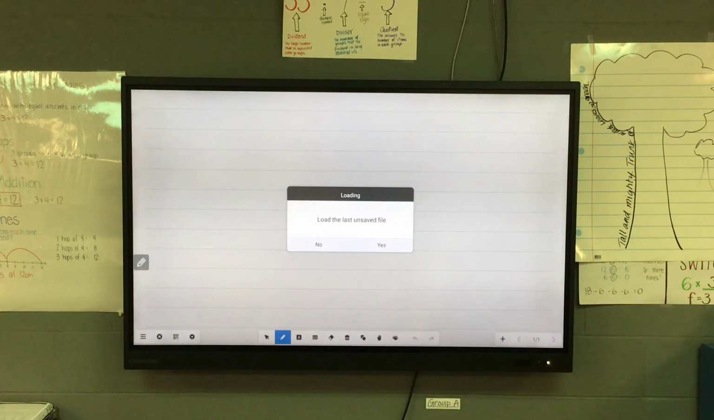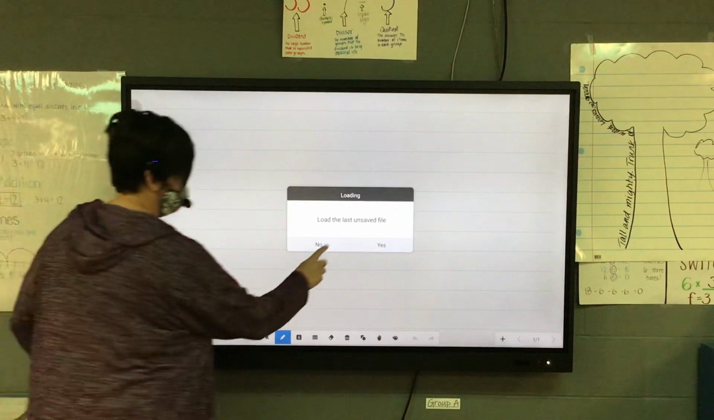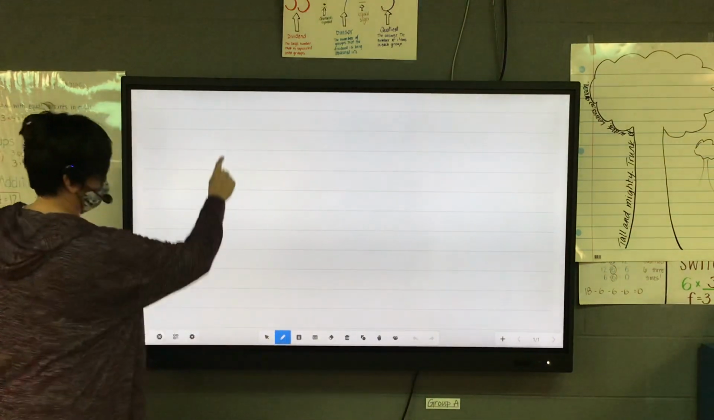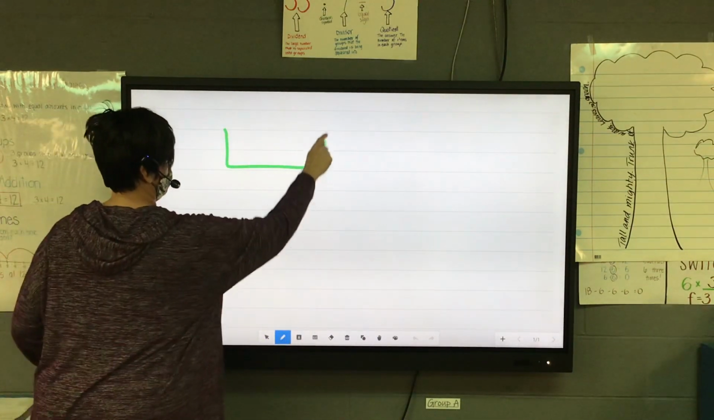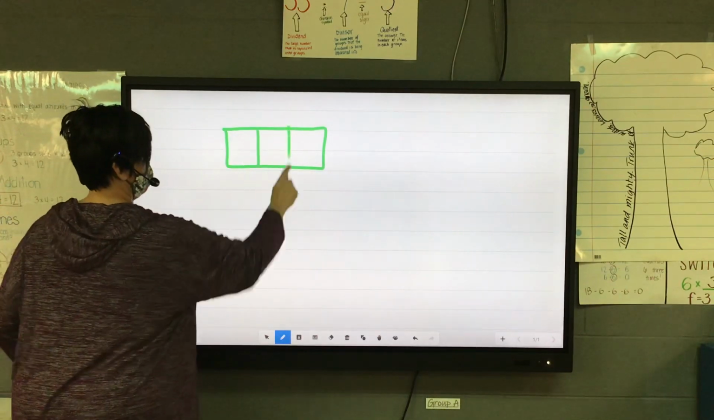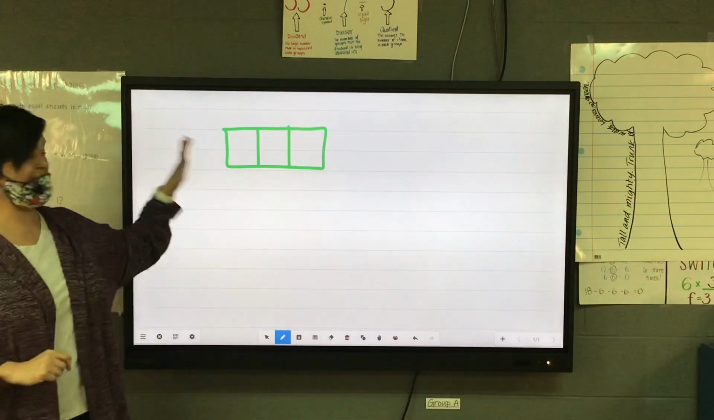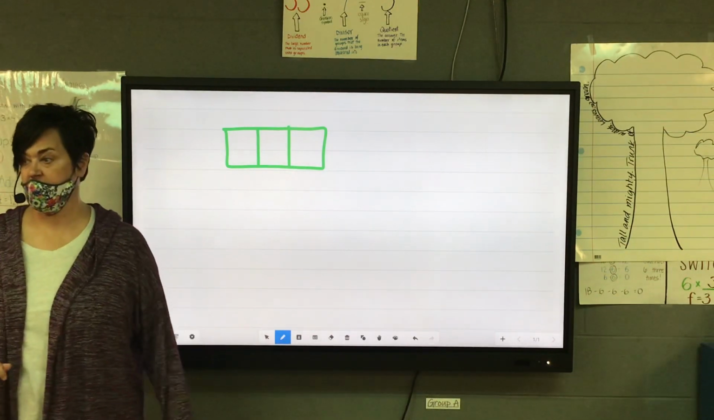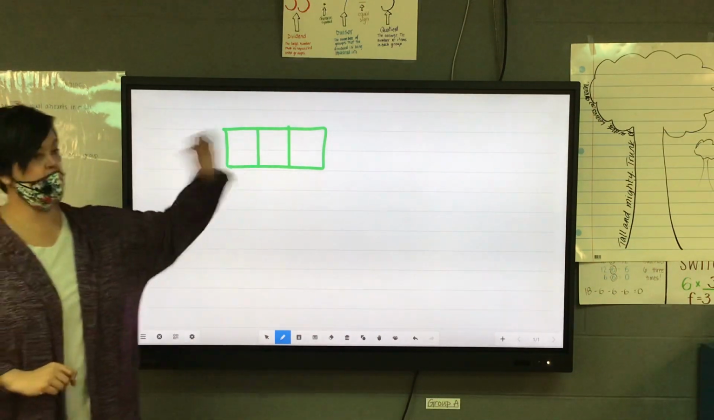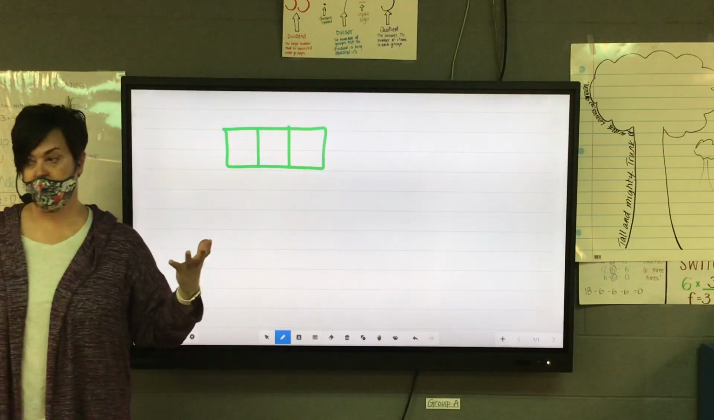Okay, friends, starting today in math, we are going to begin talking about fractions. All right, so when you see something like this, there's one whole thing, right? But it has parts in it, doesn't it? How many equal parts are there in the whole thing?